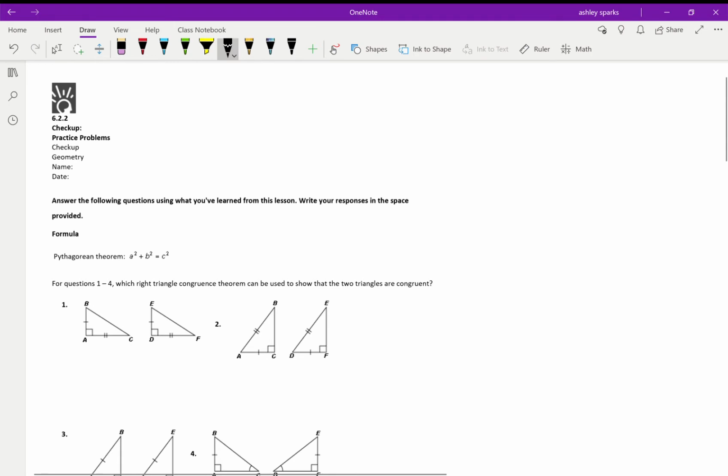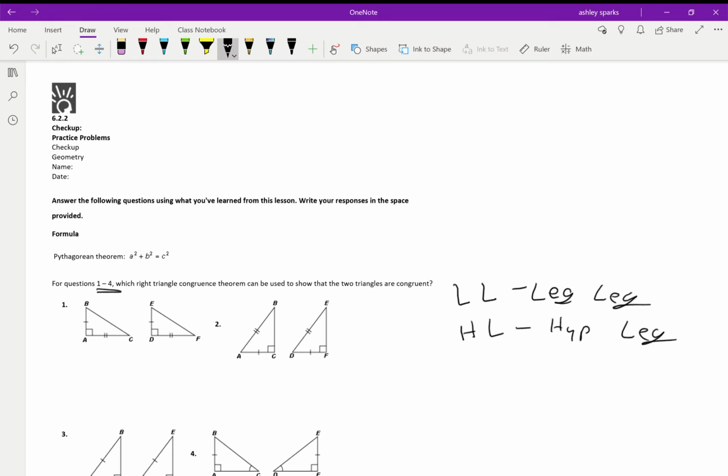Oh, let me get my pen going. For 1 through 4, it says, which right triangle congruence theorem can be used to show that 2 triangles are congruent? Well, there's 4 different theorems. You have the leg-leg theorem. You have the hypotenuse leg theorem. You have the leg angle theorem. Or you have the hypotenuse angle theorem.